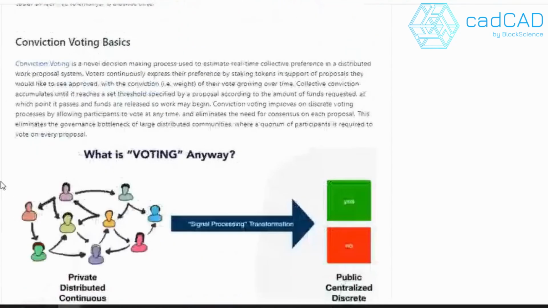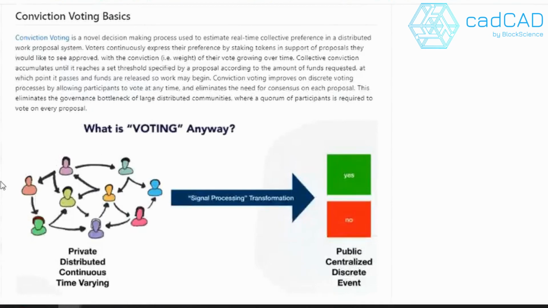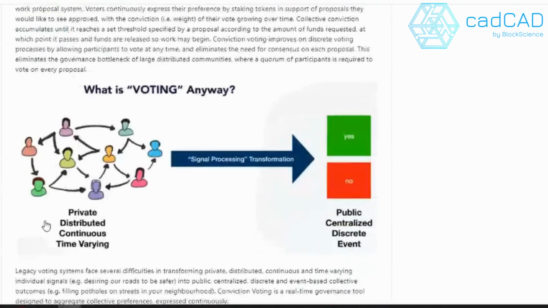Cool. Awesome. So a little bit about conviction voting. Conviction voting is a novel form of governance. It's basically like real-time vote streaming. But actually, we have some interesting realizations. It moves beyond voting to preference streaming.